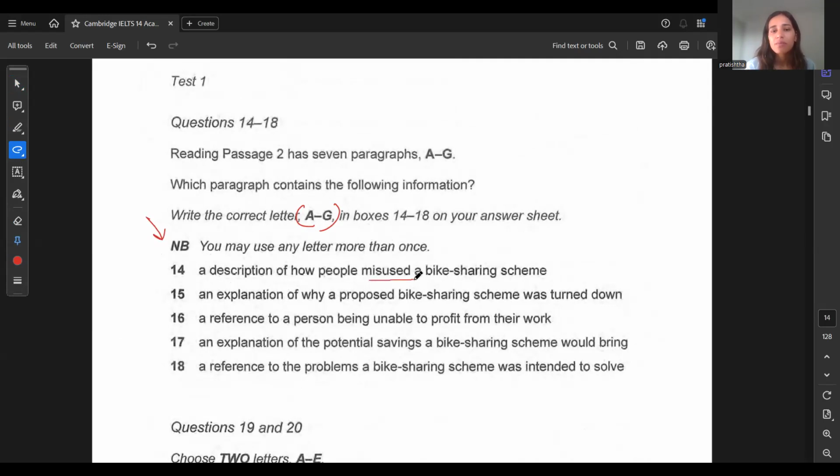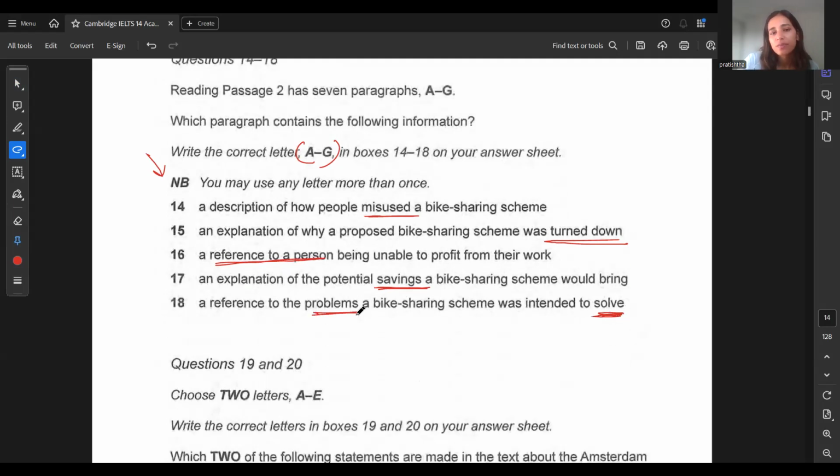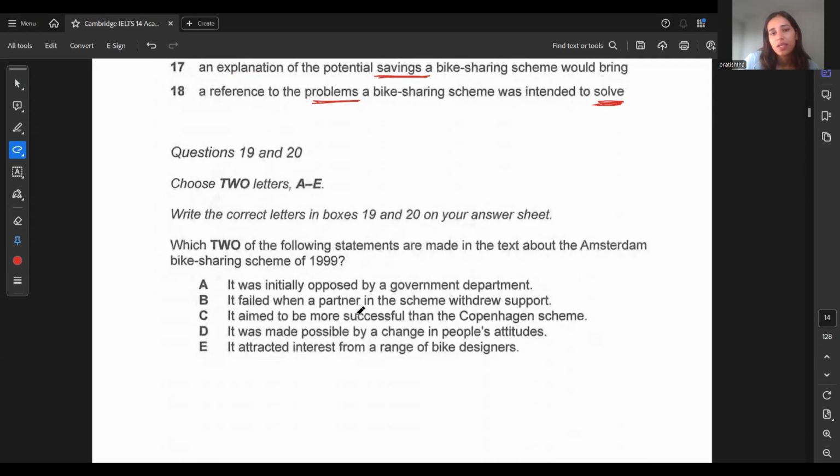A description of how people misused a bike sharing scheme, an explanation of why a proposal was turned down, so when it was said no to, a reference to a person being unable to profit from their work, so we have to talk about when a person is being talked about, an explanation of the potential savings a bike sharing scheme would bring. So savings, we have to talk about that. A reference to the problem a bike sharing scheme was intended to solve. So what was it going to solve? So we have to talk about problems, right? So these are the things that we have to talk about.